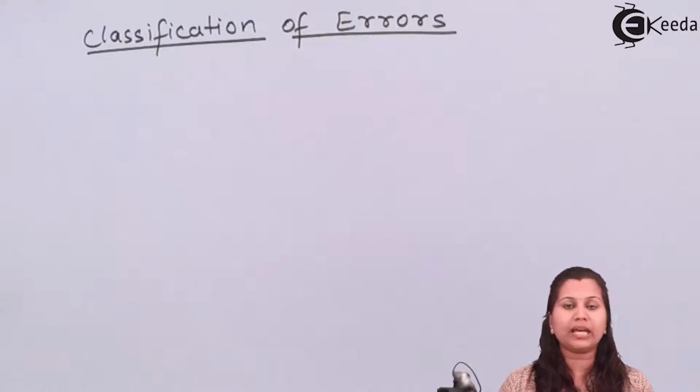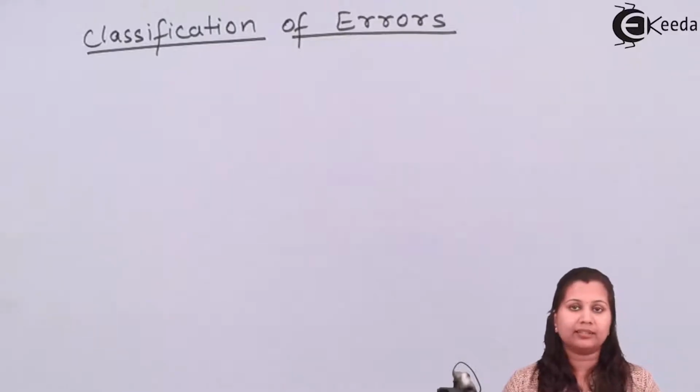Whenever we do any type of measurement, the result is always affected by errors. So it is very important to study the ways in which errors can be introduced in the measurement, because if we know the reason due to which the error is occurring, we can apply some remedies to eliminate that error. So in this video, we are studying the classification of the errors, the ways due to which the error can occur in the instruments.